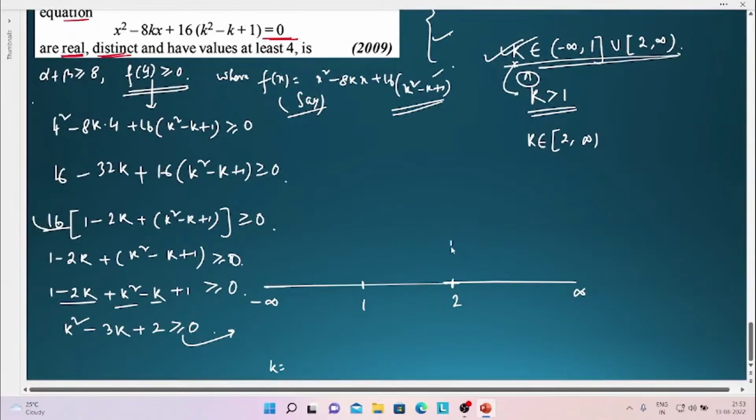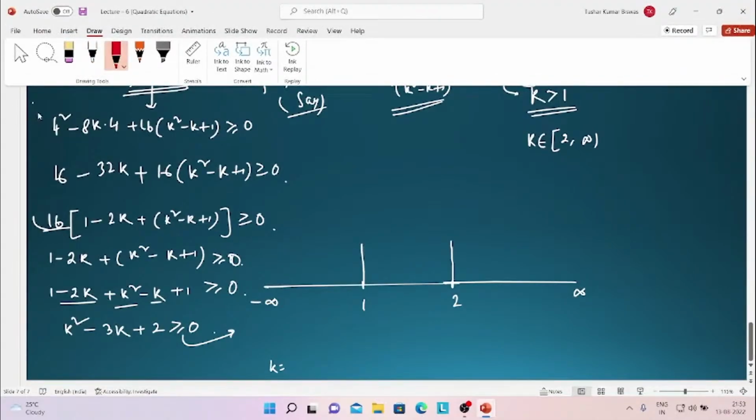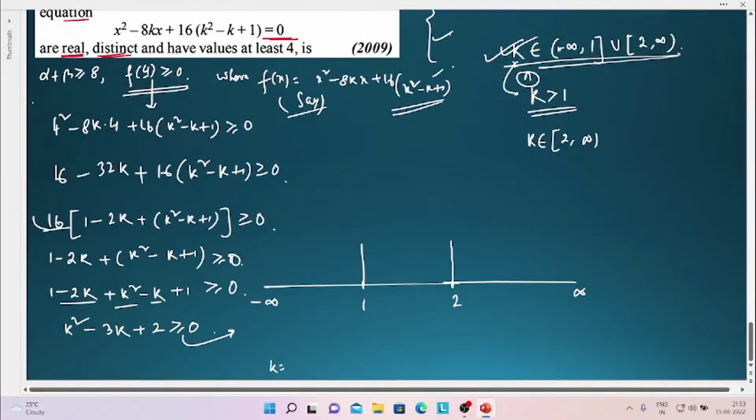And let me take some vertical line which is this. So here, given that k belongs to negative infinity to 1, that part, and we have 2 to infinity, that part. There is also a closed interval at 1 and 2, so we have to take 1 and 2 also. And also we have k greater than 1. I have to take that particular symbol because k is greater than 1, k is not equal to 1.